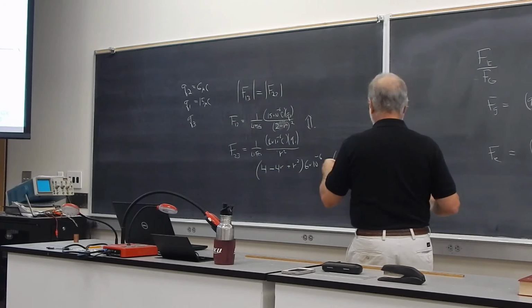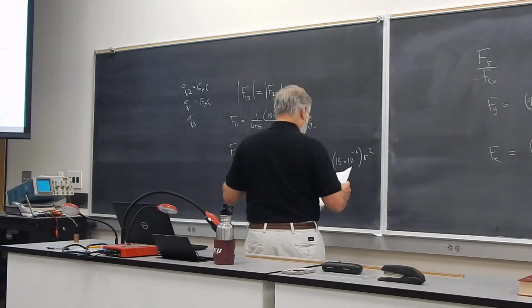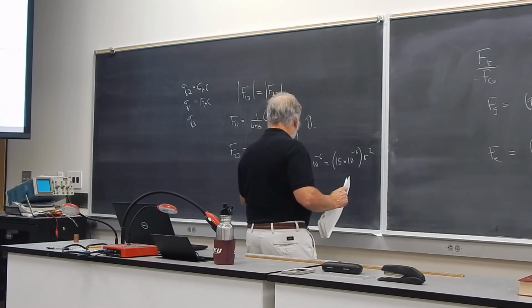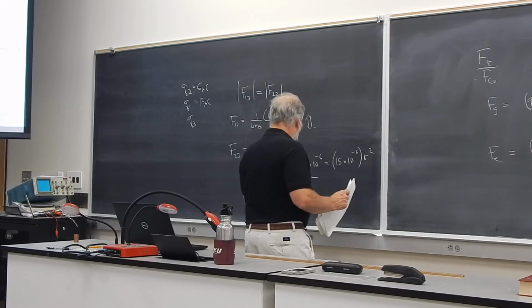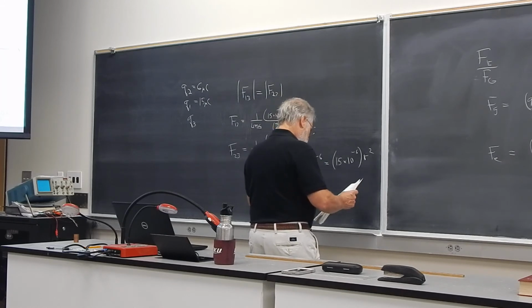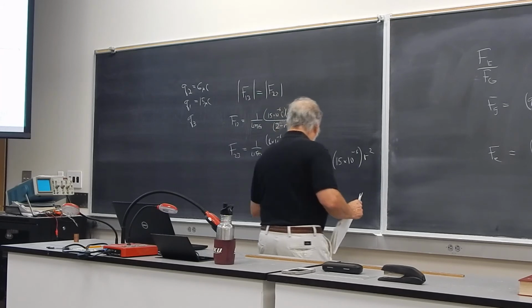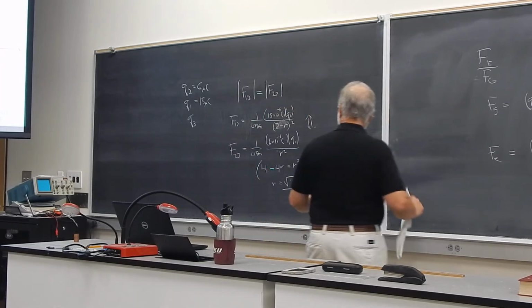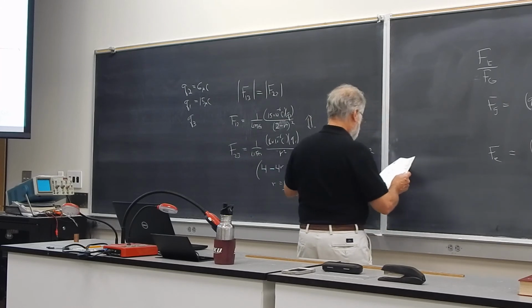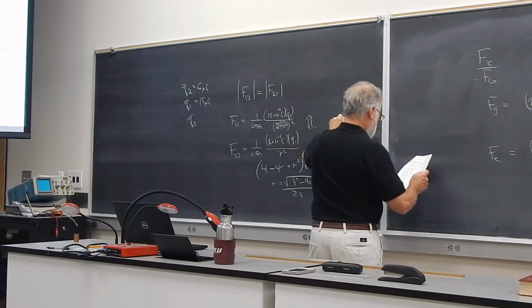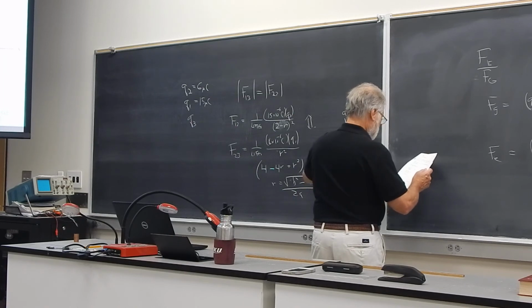In order to solve this, I've got to use the quadratic formula. And what I will get, remember the quadratic formula says, in this case, r is equal to the square root of b squared minus 4ac over 2a, where it turns out that when I multiply all this out, a will be equal to 9, b will be equal to 24, and c will be equal to 6.